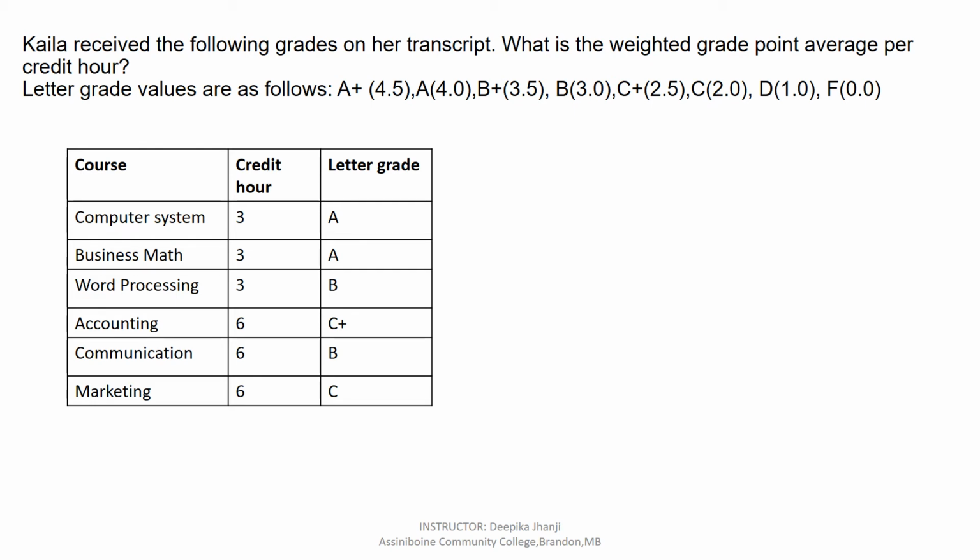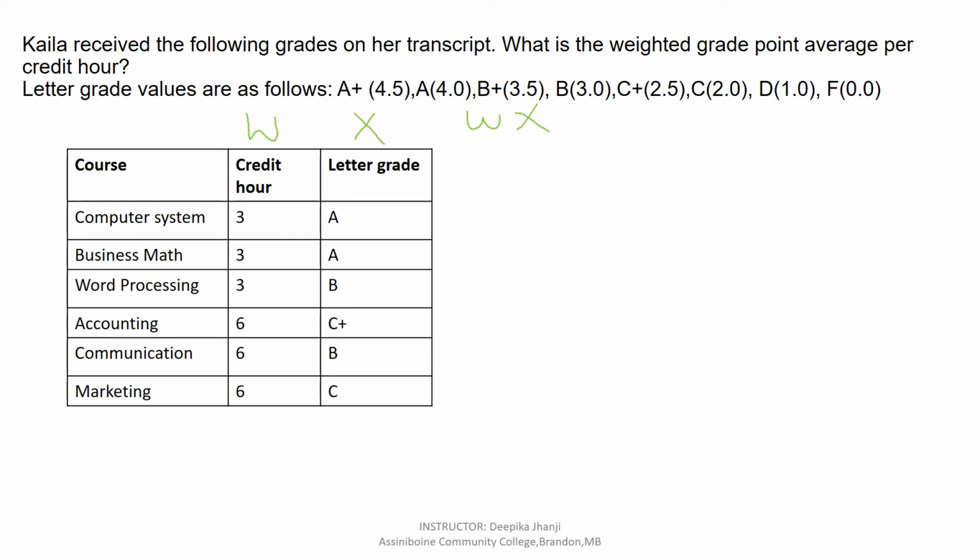And Kayla got different letter grades in different courses. So this is the data we have, and we want to find the weighted grade point, right? The weightage of each course is the credit hour, so that becomes our W column, and letter grade is X. So we want to calculate W and X.